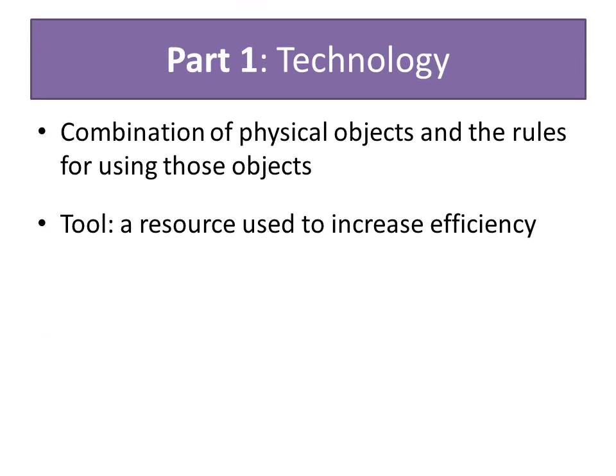The first component of culture that we're going to look at is technology. In sociology, we define technology as a combination of physical objects and the rules for using those objects. So it's not just the computer with internet access that we use, but it's also the rules we create about how we can and cannot access the internet, such as rules against unauthorized hacking of websites and databases. Sometimes technology is referred to as tools, and we define tools as a resource used to increase efficiency.